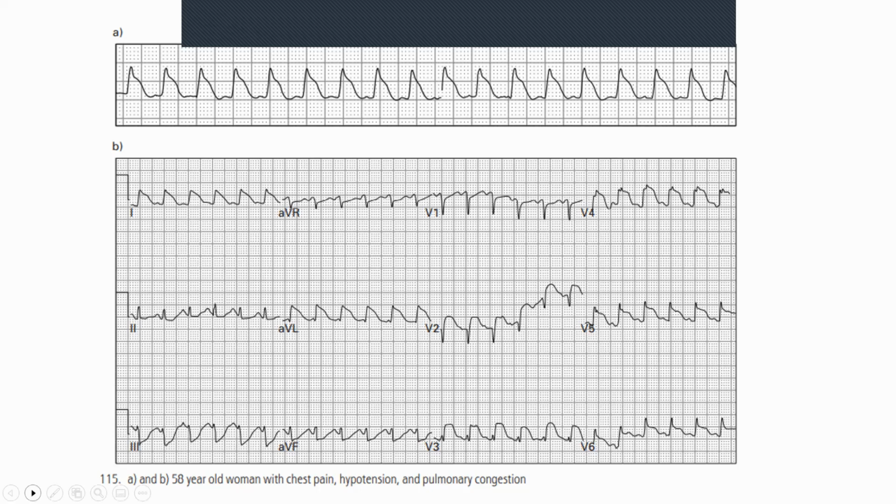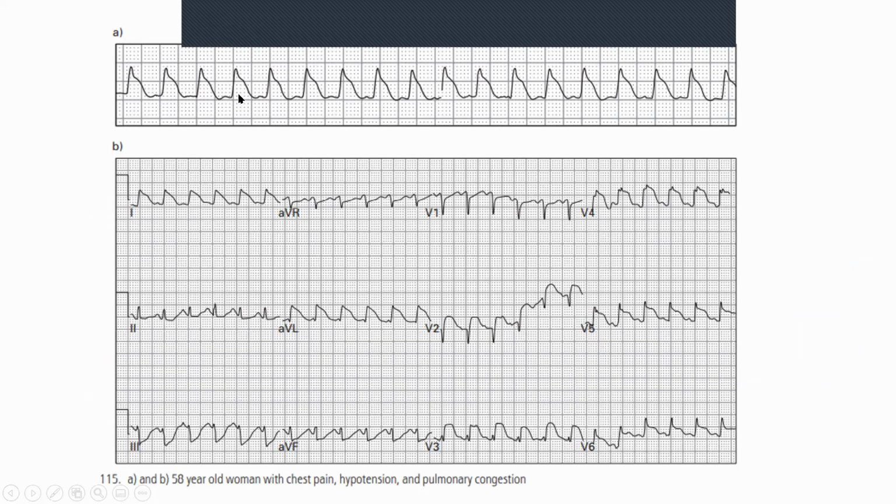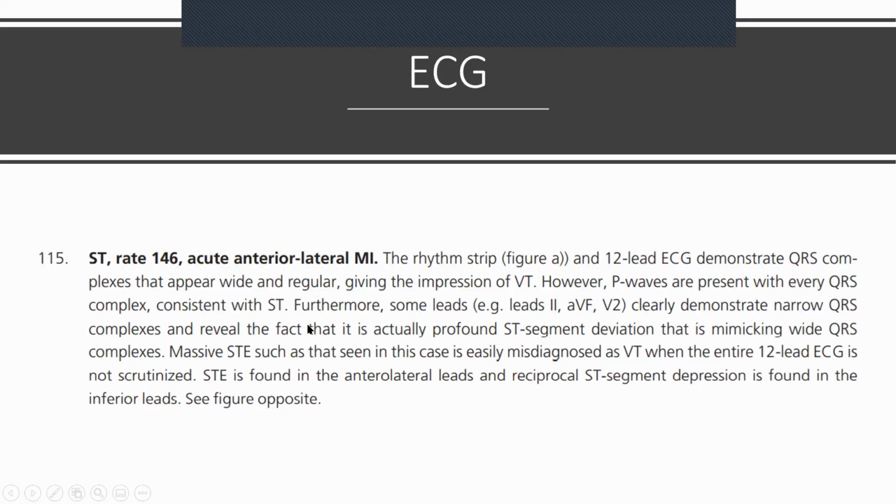Let's see if we're correct on that. So, yes, we've got a sinus tachycardia, the rate 146, we said 150, and an acute lateral MI. The rhythm strip and 12-lead ECG demonstrate QRS complexes that are wide and regular, giving the impression of a VT, which is where we started. However, the P waves are present with every QRS complex, which is more consistent with a sinus tachycardia. In ventricular tachycardia, you would have a similar picture, but without P waves. To be dead honest, they normally find that they're much closer together, and generally the tachycardia is much faster than the 140s and 150s. That would be a slow VTAC, actually, if you did have it.